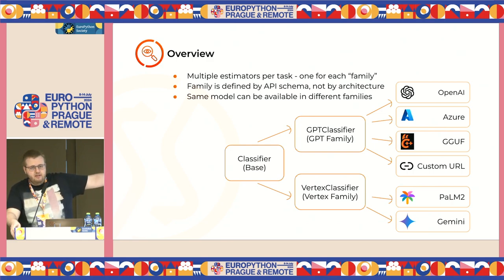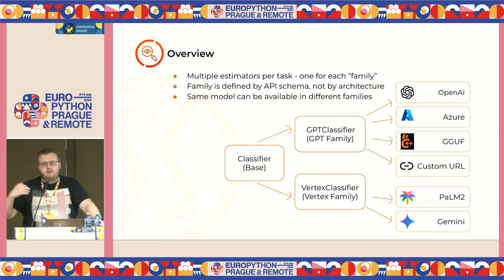For example, here we have the GPT classifier for the GPT family and vertex classifier for the vertex family. And on top of that, each API family can work with different backends. So the GPT backend can work with the OpenAI, Azure, local GGUF models via GPT4All, and virtually any backend by providing a custom URL and, if necessary, using an OpenAI-compatible proxy server. But the usage of this proxy server is not always required since there are already many different providers that support the standard OpenAI API. For example, the famous Hugging Face inference endpoints. Yeah, and the Vertex family supports PaLM 2 and Gemini models in the Vertex AI.